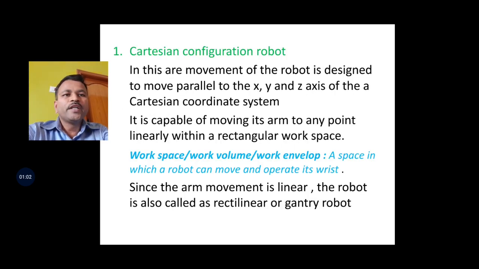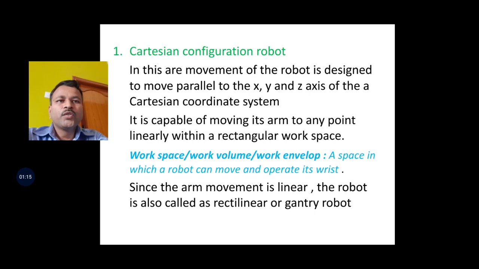So, Cartesian configuration robot. In this, movement of the robot is designed to move parallel to x, parallel to y and parallel to z axis of the Cartesian coordinate system. I will show you what that means. It is capable of moving its arm to any point linearly within a rectangular workspace. So in this Cartesian configuration, we have only linear movement, no spherical, no cylindrical.